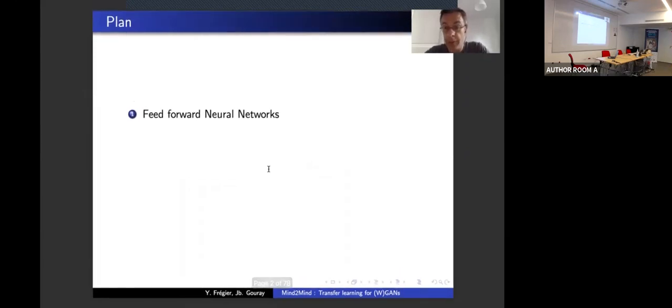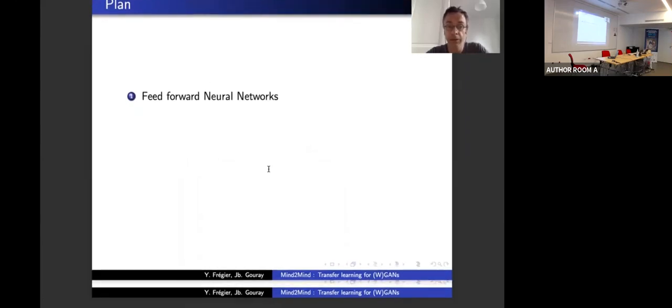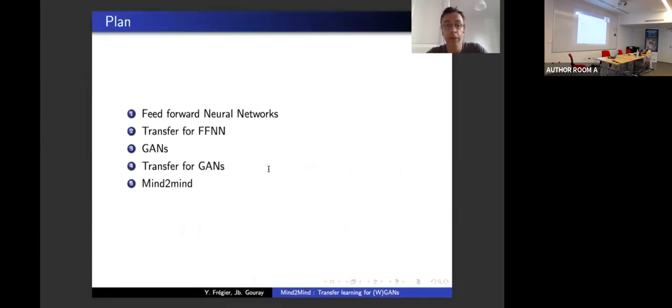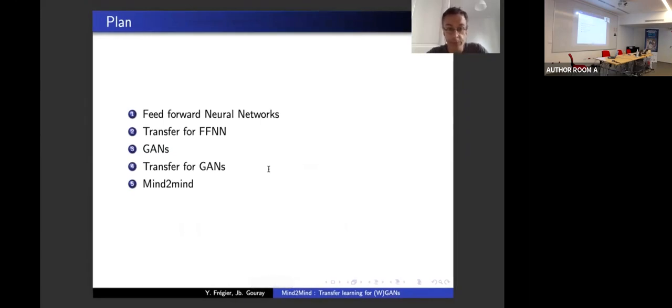So I will start by recalling what feed-forward neural networks are, because it would be a good place to start to understand what transfer learning is for these. And then I will introduce you to the object of interest for us, which is GANs. What is the state of the art for transfer for GANs? And then I will introduce our method, which we call Mind2Mind.